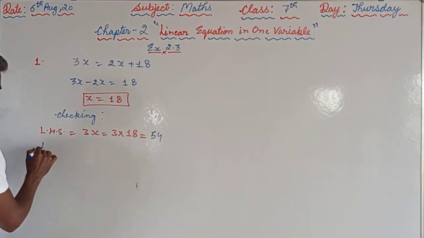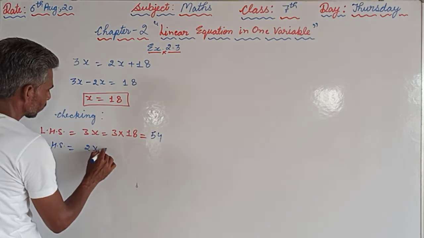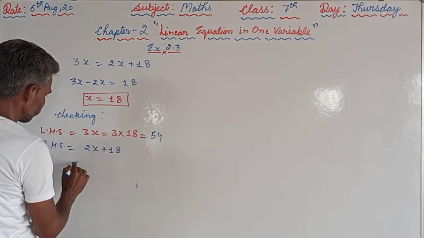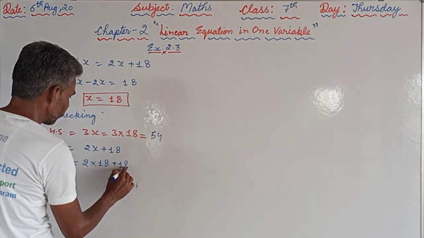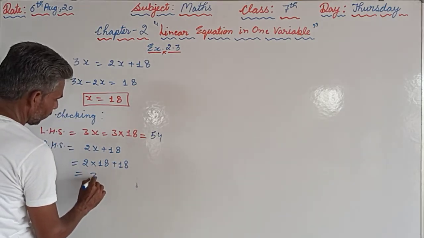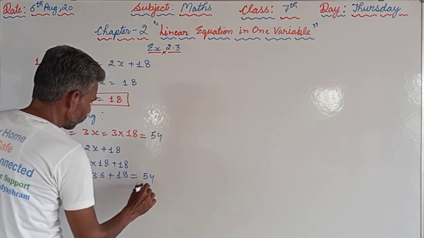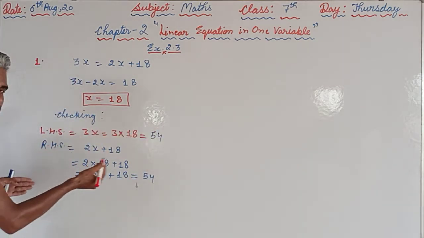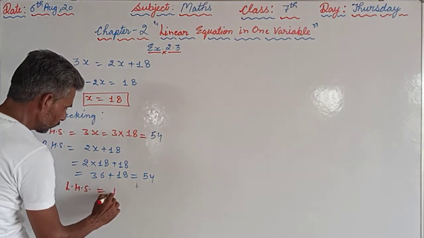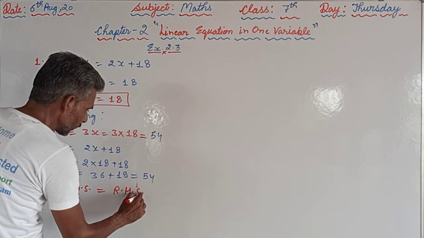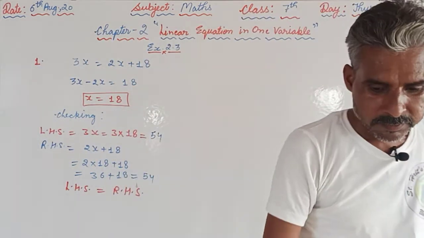Now we will find the value of the right hand side. Right hand side is 2x plus 18, that is 2 into 18 plus 18. 2 into 18 is 36, and 36 plus 18 is 54. So the left hand side is equal to the right hand side. Hence our answer is right.